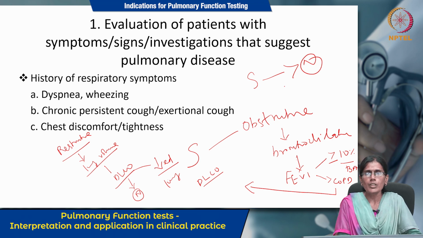So for this patient, what will you do? If the spirometry is going to be normal, ask the patient to do exercise and you're going to repeat the FEV1 at the end of exercise. After ruling out cardiac disease in a patient with chest discomfort or tightness, we'll do PFTs. So what are the commonly done PFTs? Spirometry followed by lung volume assessment and DLCO.